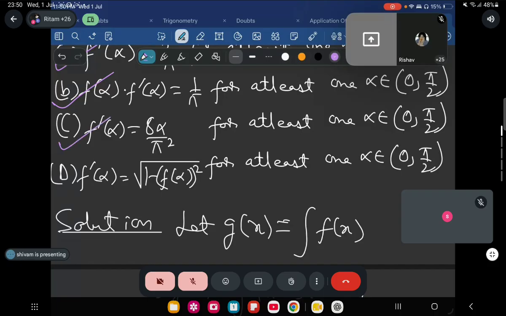Anyone having any doubt, you can ask me. You must have understood that option D is also correct, right? All correct. Yes, all correct. See, this kind of questions can come.